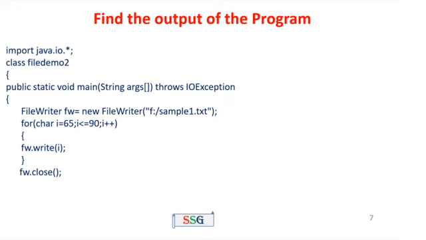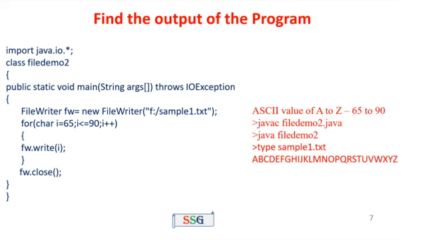Then fw.write: first, i equal to 65 means it writes the value A into the file. Next i++, it writes the value B. It goes up to Z. That is, it writes all the characters, capital A to capital Z, to the file sample1.txt. After closing the for loop, it closes the file writer also, that is fw.close closes sample1.txt. Then close the main function as well as the class.